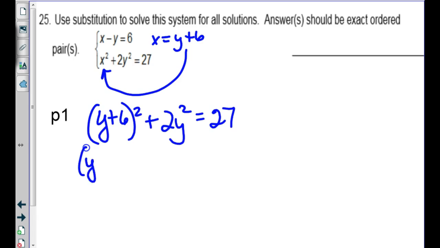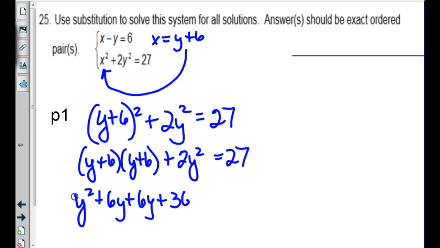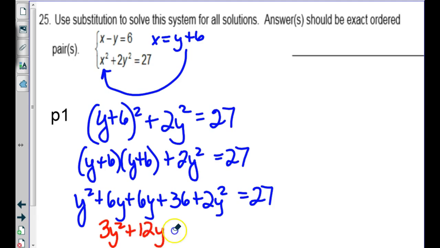All right. And someone's going to write y squared plus 36. If I've taught you one thing this semester, I hope it's that. y squared + 6y + another 6y + 36 + 2y squared = 27. Then what? Combine like terms? Is that what you said? 3y squared + 12y + 36 = 27.